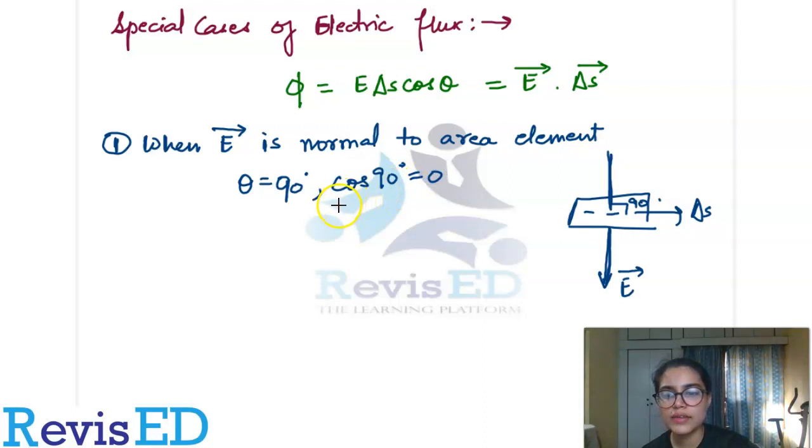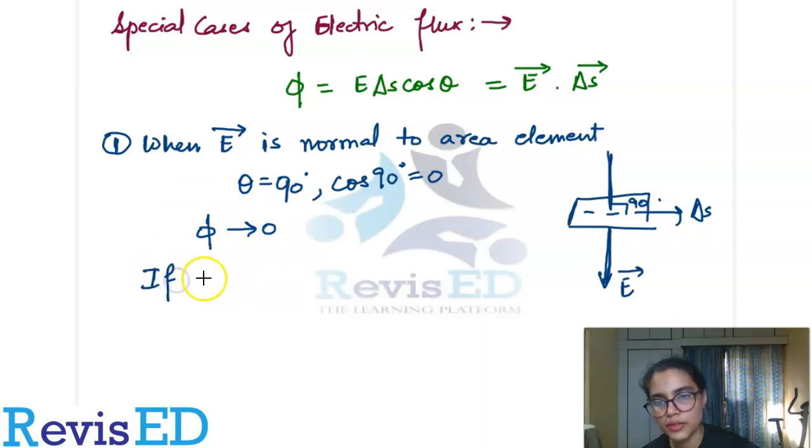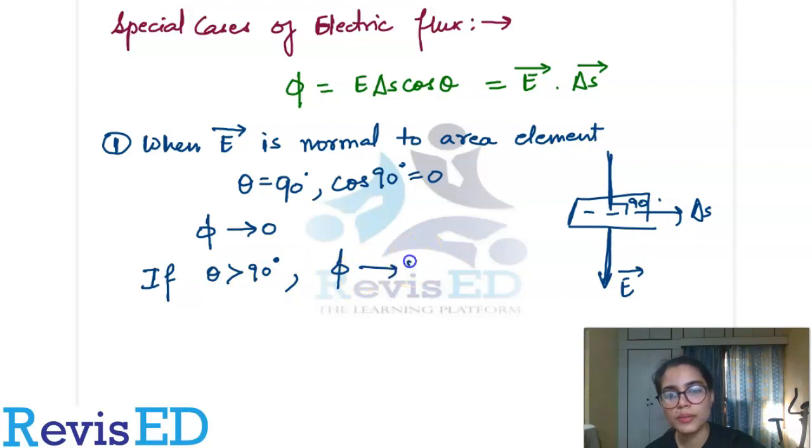So if cos 90 degrees is equal to 0, then your phi will be 0. And when phi is 0, there is no electric flux crossing your surface. So for this we can write phi equal to 0. And now you have a subpart of this. If your angle is greater than 90 degrees, then your phi value will be negative. You will have negative values of your electric flux.